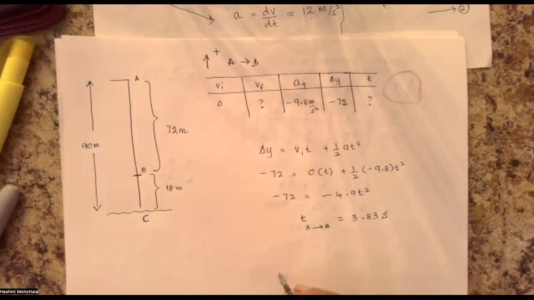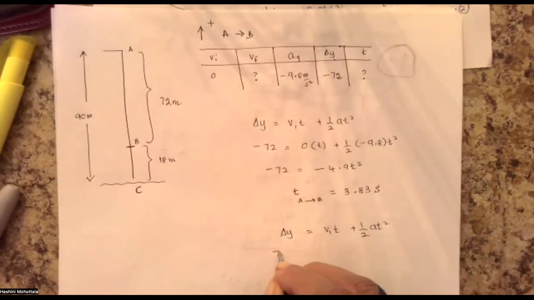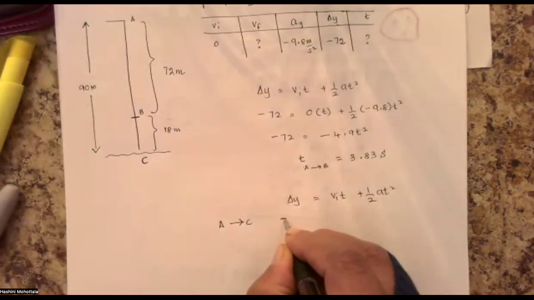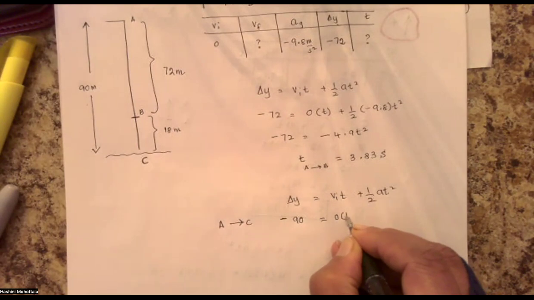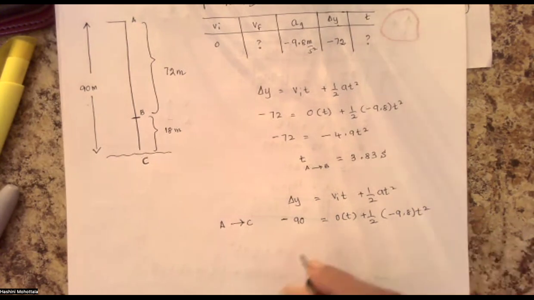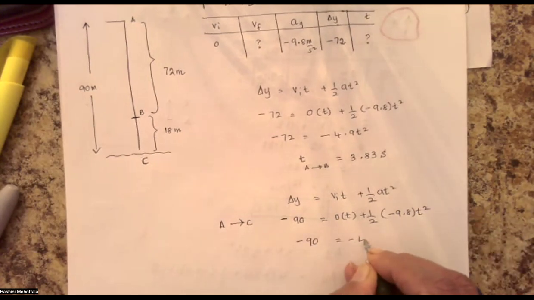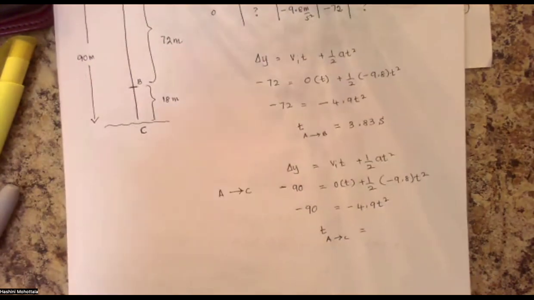And then I'm going to look at the same from A to C. Delta y, v initial t plus 1/2 a t square. Now I'm looking at the motion from A to C. The delta y is now negative 90. V initial 0 times t plus 1/2 negative 9.8 t square. So negative 90 equals negative 4.9 t square. And using this, I can find the time from A to C. And who has the answer for that?